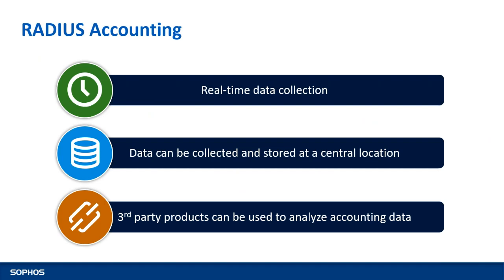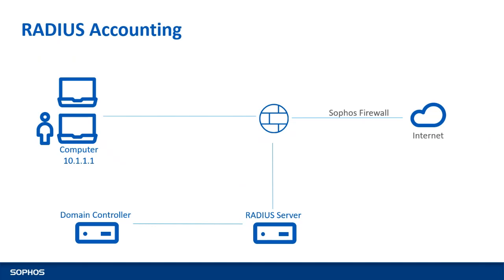There are three main advantages to RADIUS authentication. The real-time collection is one. Accounting data can be collected and stored at a central location, and third-party products can be used to analyze RADIUS accounting data to provide chargeback, performance, and exception reports. Let's look at how RADIUS accounting works.